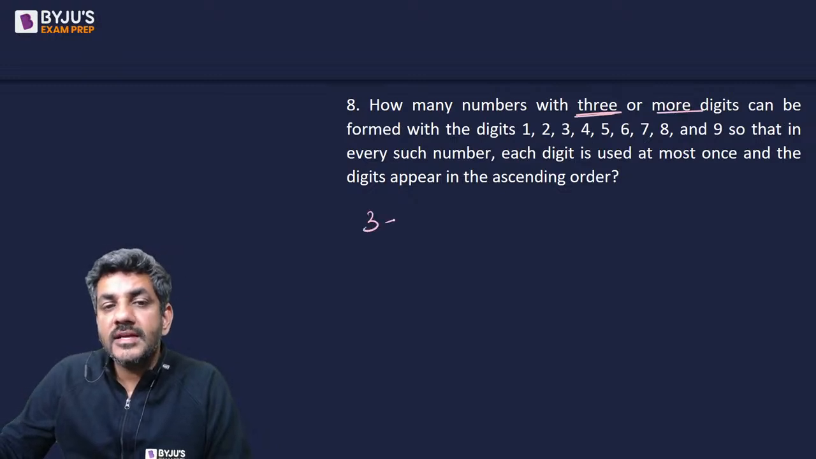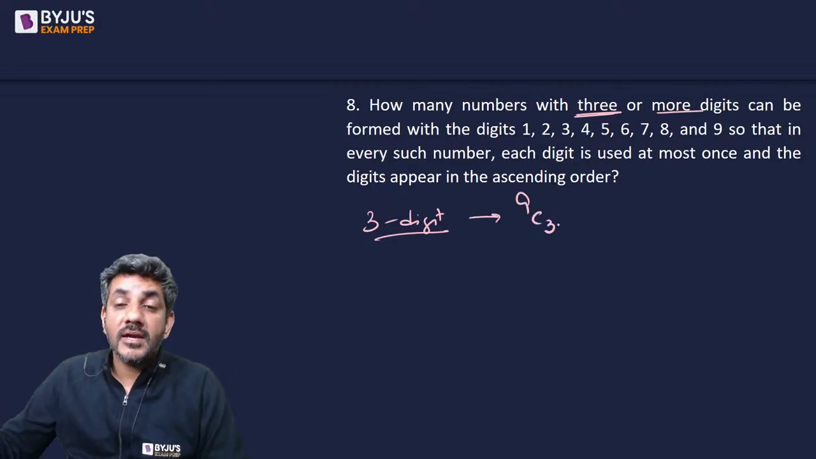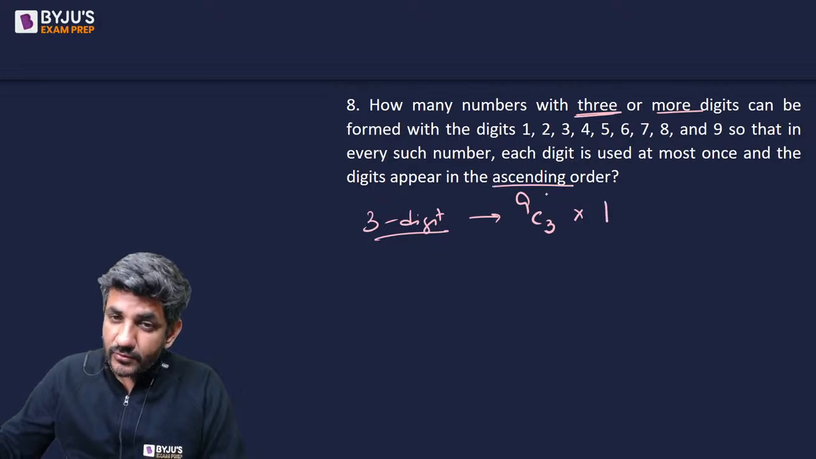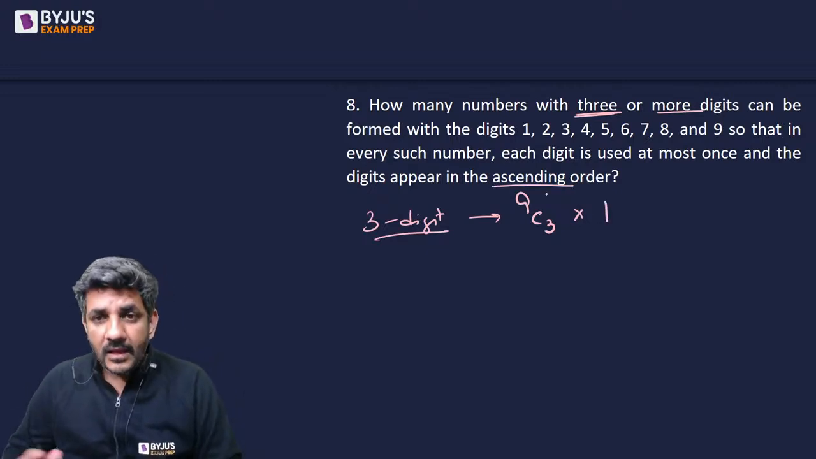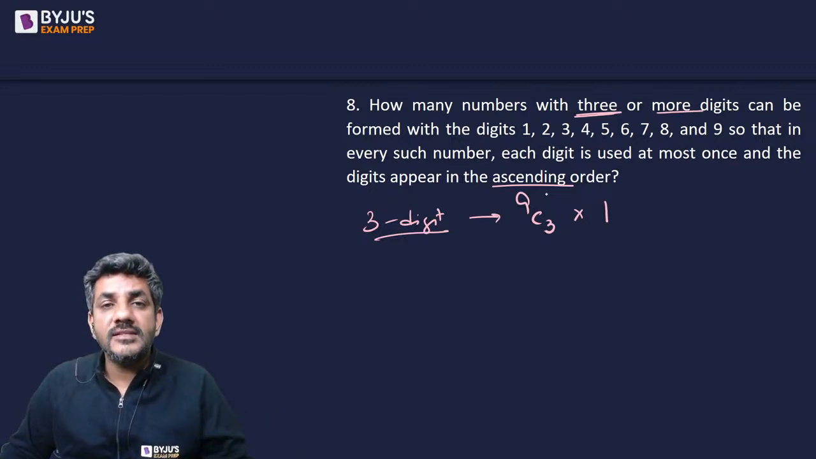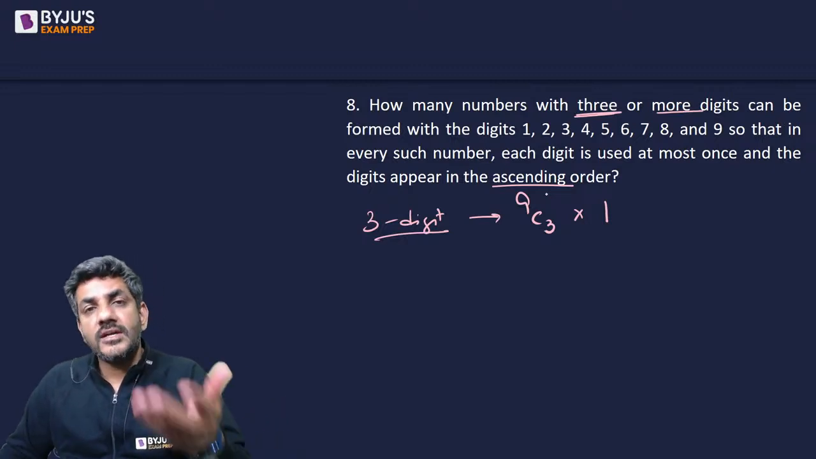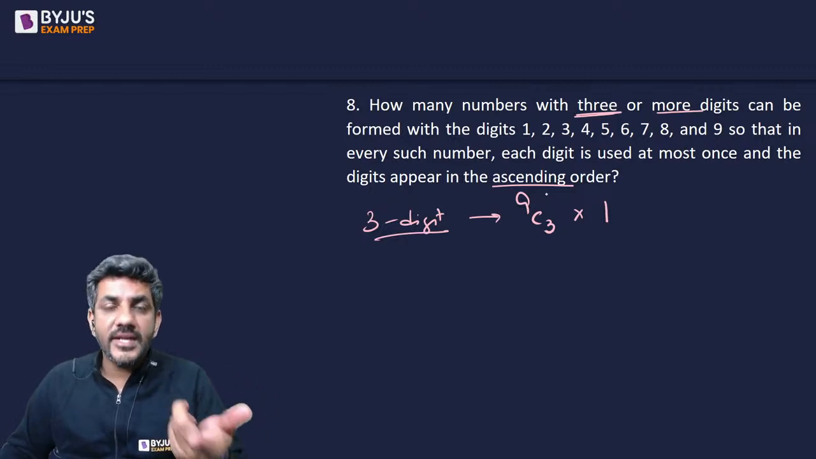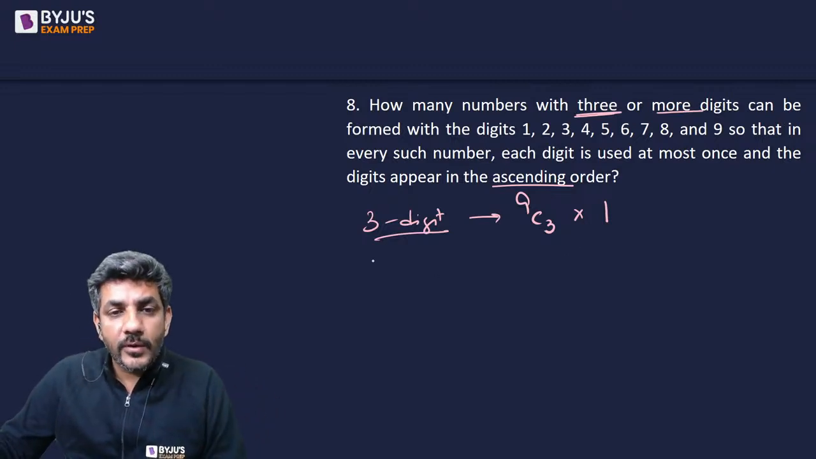So how many 3-digit numbers can be made? First of all, I'll choose 3 digits out of these 9 which are going to make a number, and those 3 digits can make only one number because I have to use them in ascending order. Let us say the 3 digits are 2, 4 and 7. There is only one number, 247. Let us say the digits are 3, 5 and 9. There is only one number, 359. So they will make only one number.